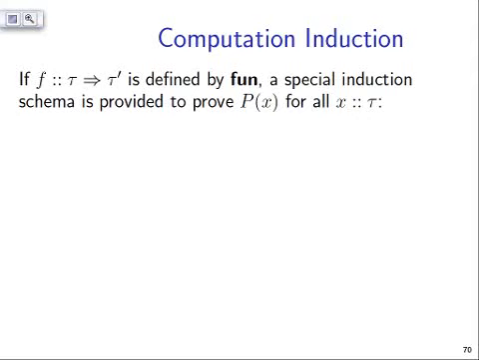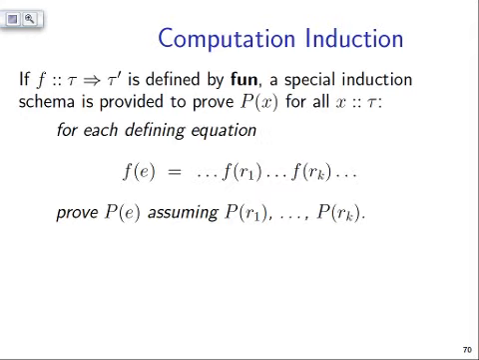Now, this is what computation induction in general gives you. If you have a function, for simplicity of just one argument, then the system will provide this induction schema function name.induct. And what we have to prove in order to prove p of x for all x of that argument type here, you look at each defining equation of the function. They all look like that, where here you have some pattern on the left-hand side, and here you have recursive calls R1 to Rk, and then you have to go in the induction in the other direction.